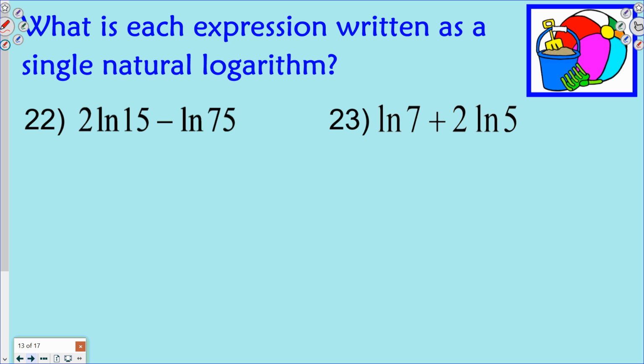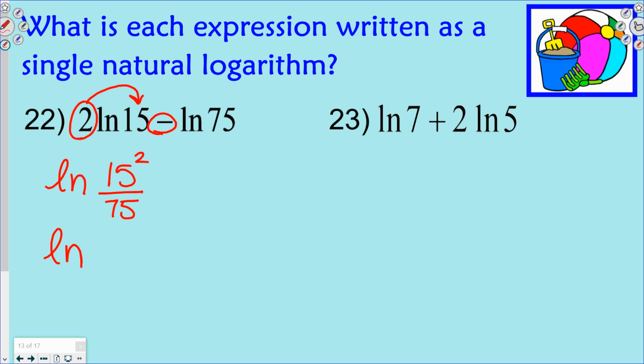Okay. So if I'm using my properties, the 2 in front implies what? It's an exponent that goes to what? Only the 15, because that's right attached to that log. So I'm going to have natural log of 15 squared, minus, divided by 75. Would you stop there? I can simplify that. Natural log, what is 15 squared? Okay, and then 225 divided by 75? Okay. Natural log of 3. Do I go any further or am I good? We're good.